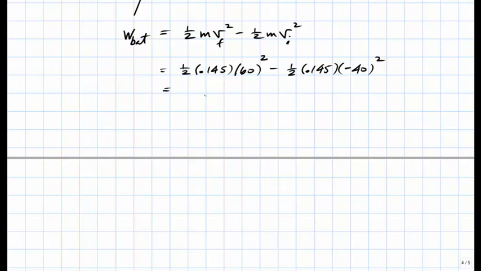So if all's going well, your calculator should be indicating 145 joules for the work done by the bat.